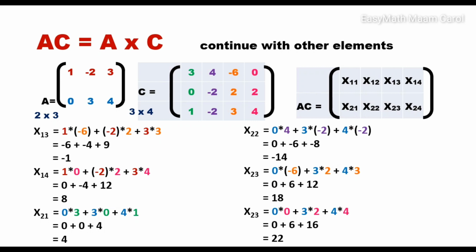Okay, to continue on with the other elements. So, yung x13 naman ito sa first row, third column nung product natin, ito yung mangyayari. So, yung row 1, so we have 1 times negative 6 in orange. Yan. Negative 2 times 2, and then 3 times 3. So, the answer for this, the product of a positive and a negative is negative. So, negative 6. So, negative 2 times positive 2 is negative 4. And then, positive 3 times positive 3 is 9. Again, ha, when you multiply numbers with different signs, negative siya.